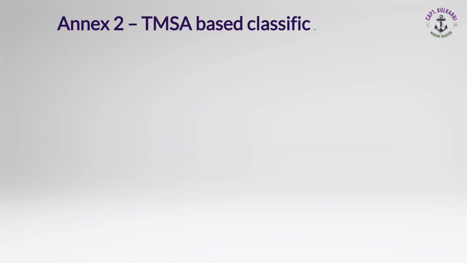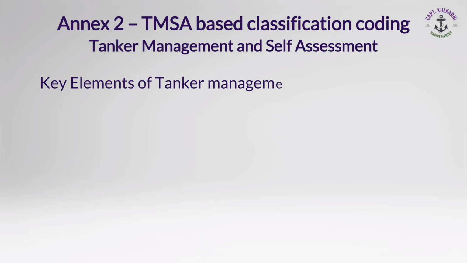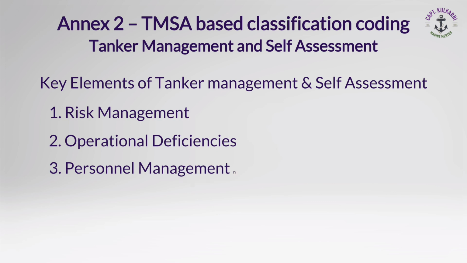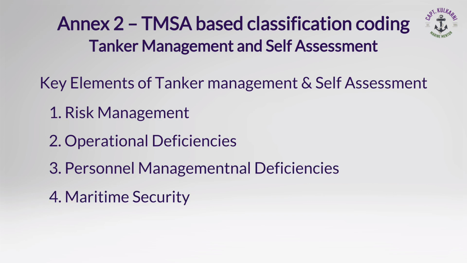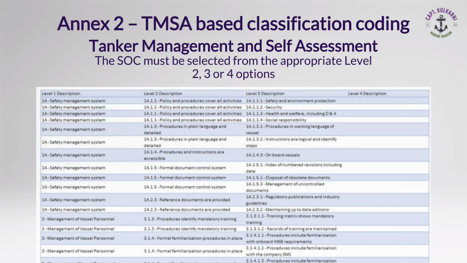The TIMSA based classification coding. Now what does TIMSA stand for? Tanker Management and Self-Assessment. The key elements of tanker management and self-assessments are: number 1 is risk management, number 2 operational efficiency, number 3 personal management, and number 4 maritime security. And all this is coming in level 2, 3 and 4, which is given here. Level 1 is description, 2, 3 and 4 is further subdivided in TIMSA. And on that basis, they are making the observation.